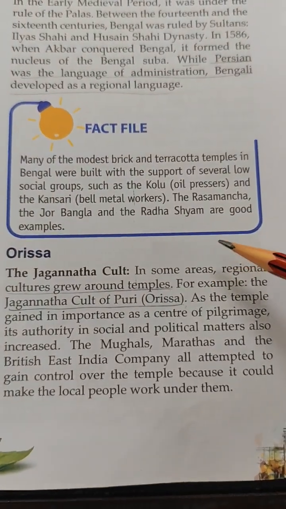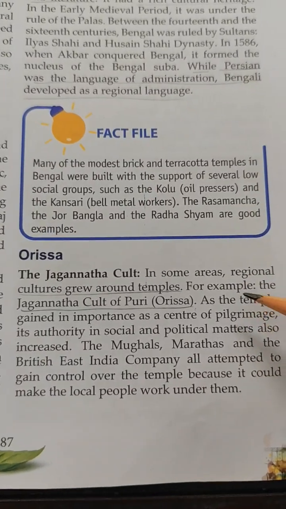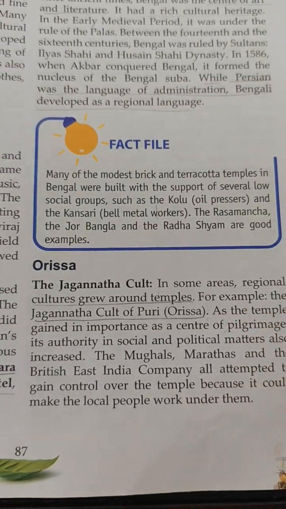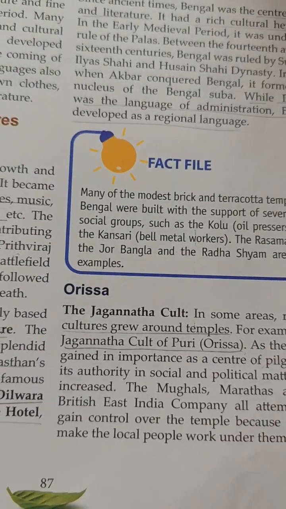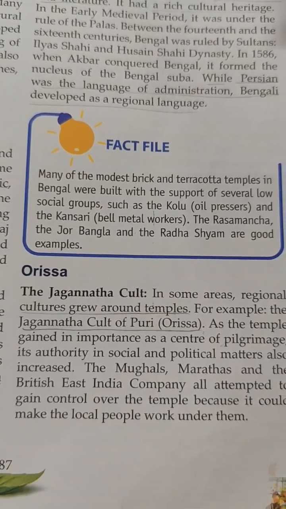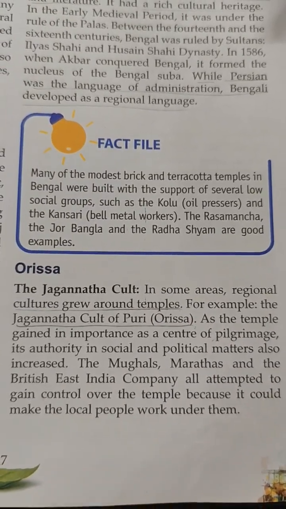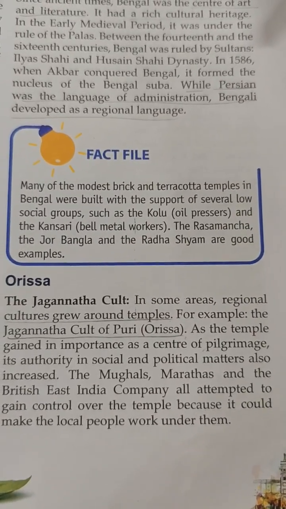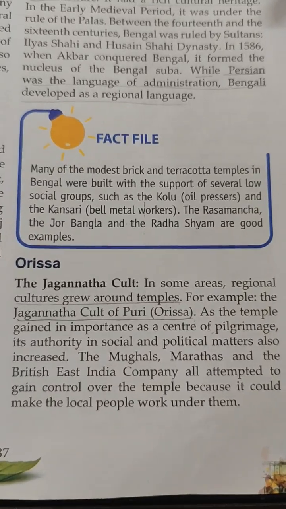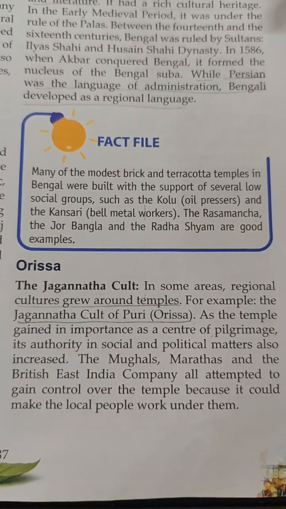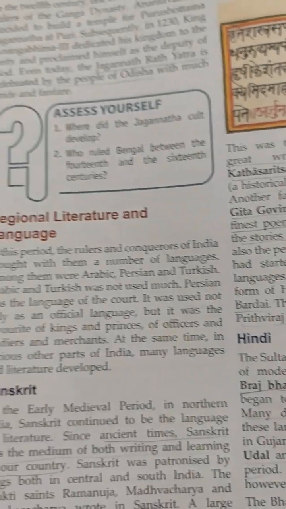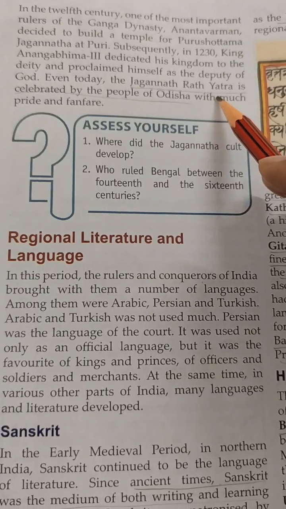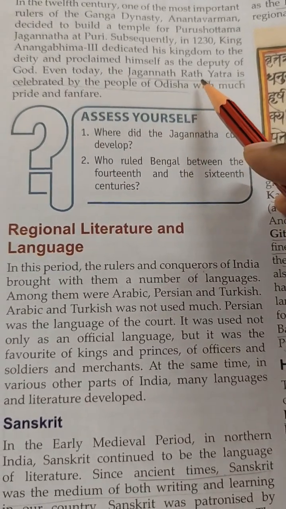Next comes Orissa. Orissa is famous for the Jagannath cult at Puri. This temple is famous for the worship of Lord Jagannath. The Mughals, the Marathas and even the British East India Company all attempted to gain control over this temple because it could make the local people work under them. To have their control over this place, they wanted to control the Jagannath temple at Puri. Even the Jagannath Rath Yatra is a famous festival celebrated there by the people of Orissa.